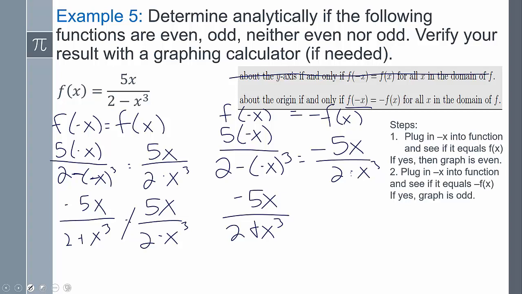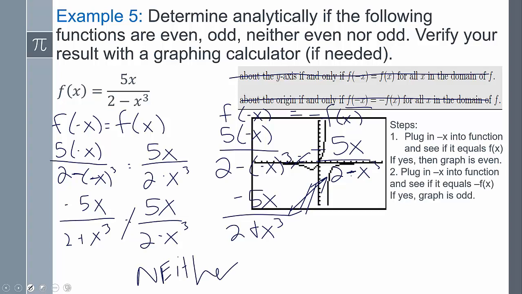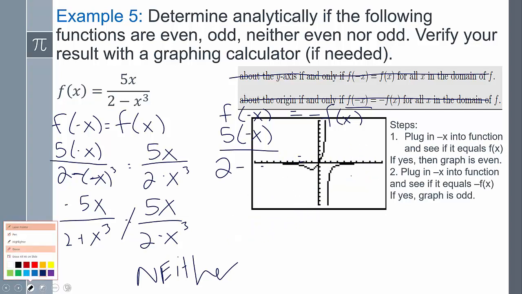And if I were to factor out a negative in the bottom, then I get a negative 2. So they're still not equal. They're still not the same. Nope, those are not the same. So therefore, it's also not odd. So it's neither. And if we look at the function here, I'll erase that so we could take a look. For it to be even, it has to be symmetric over the y-axis. Okay, that's clearly not. If I fold it over, it doesn't match.